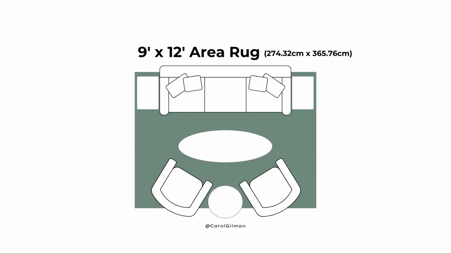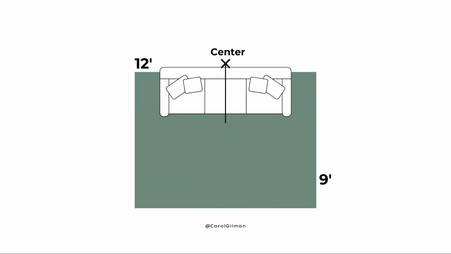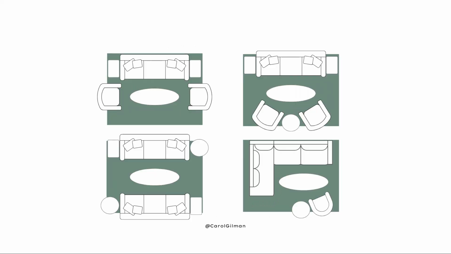And then if we were going to choose a 9x12 area rug, this would be a rug that would be great for a larger room, where you may have even larger pieces of furniture or more pieces of furniture. And we can start out the same way. We can center that sofa on the longest side of the area rug, which is the 12-foot wide side. And then we could place both chairs on either side.